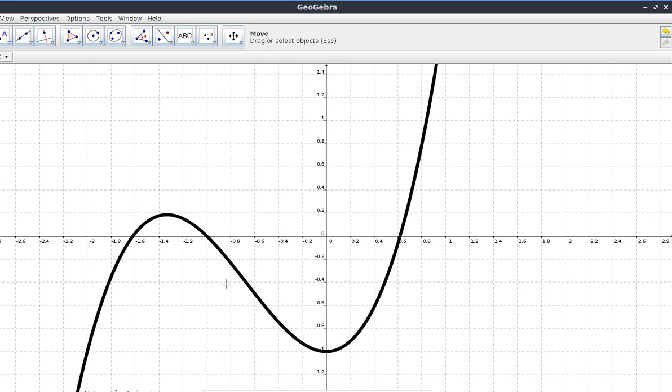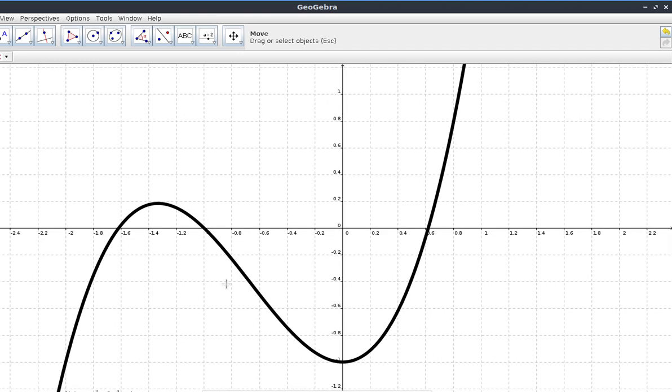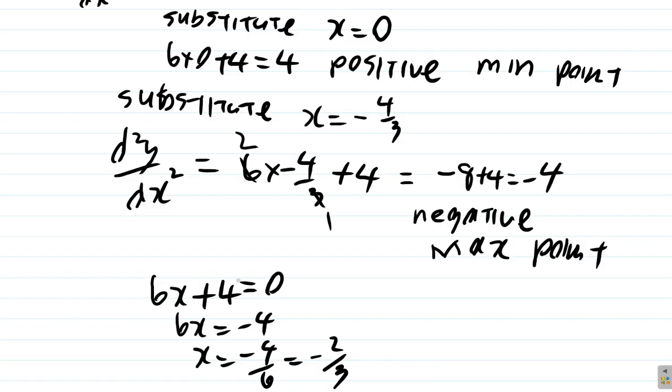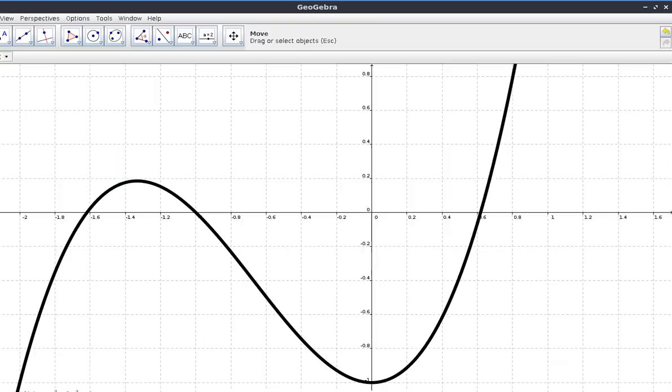If we look at this graph, we see what we have is the location of the point of inflection. When we equate the second derivative to 0 and solve, what we have is a point of inflection, right?